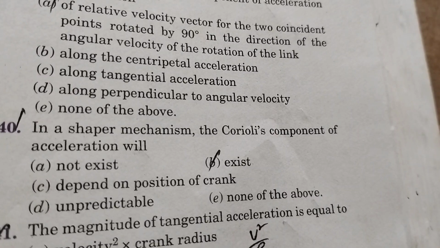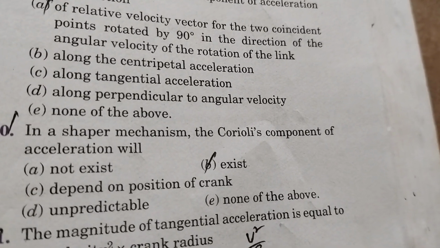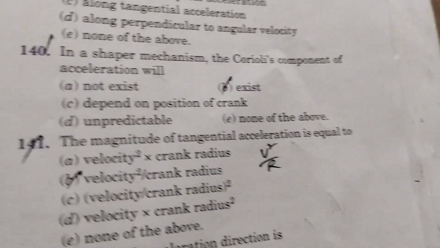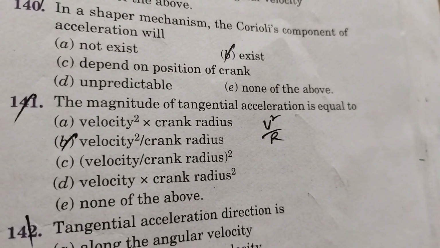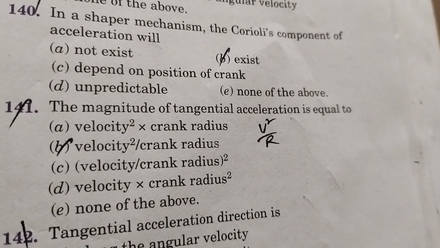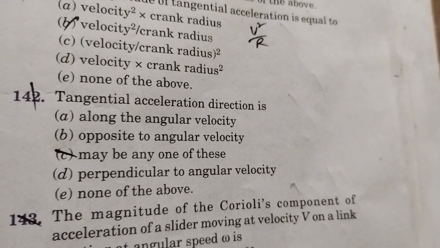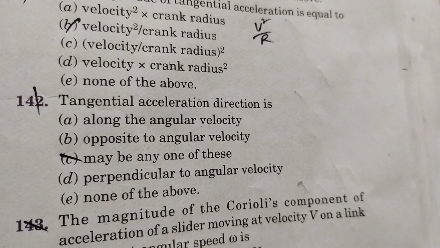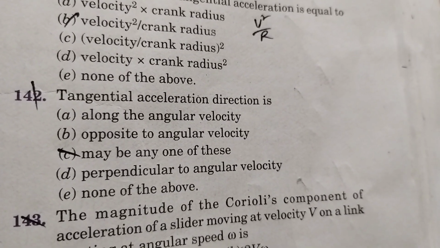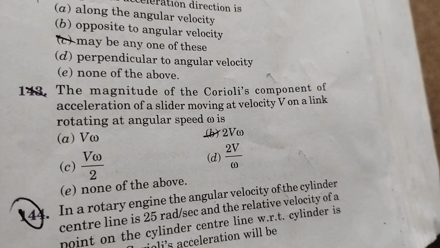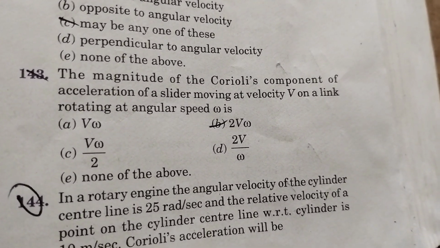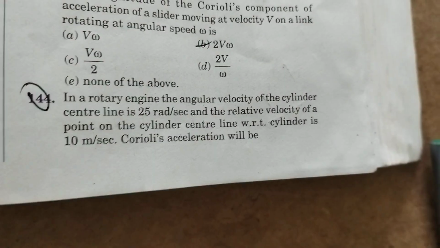In a shaper mechanism, the Coriolis component of acceleration will exist. The magnitude of centripetal acceleration is equal to velocity square by crank radius. The tangential acceleration direction may be any one of these: along with angular velocity, opposite to angular velocity, perpendicular to angular velocity. The magnitude of the Coriolis component of acceleration of a slider moving at velocity v on a link rotating at angular speed omega is 2v omega.